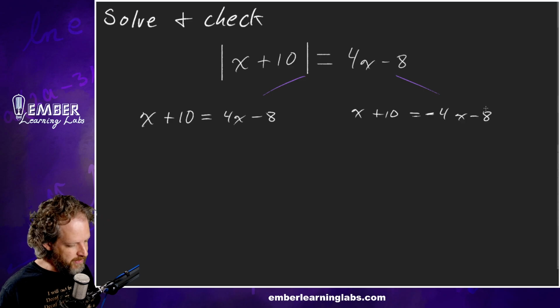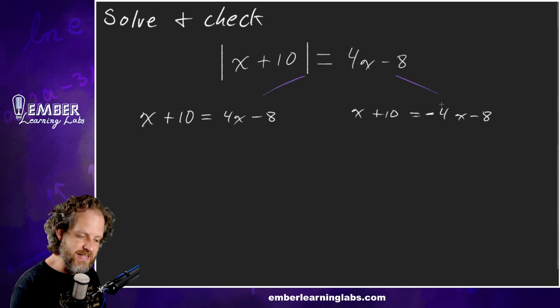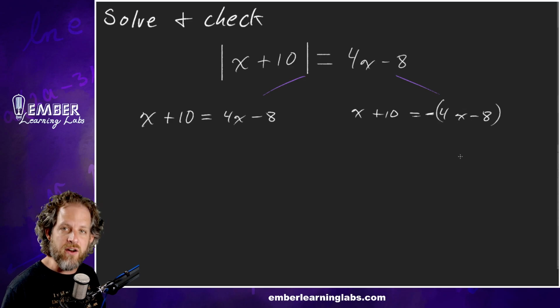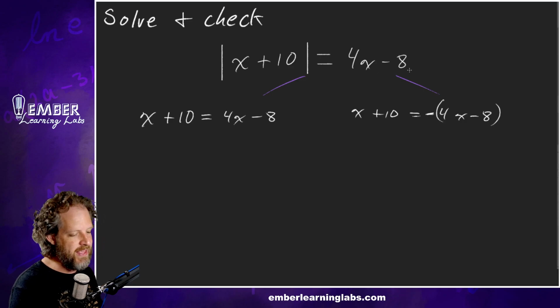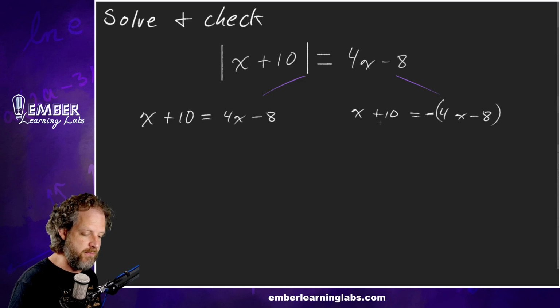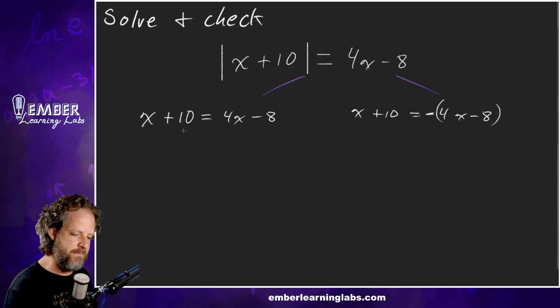But it's very, very important, because if we write x plus 10 equals negative 4x minus 8, that is totally, completely and utterly wrong, because it is negative all of this, which is going to flip both of those signs. So it is very important that you understand that whatever is on this side, when we're splitting it, that entire thing is negative. All right, let's solve this guy.